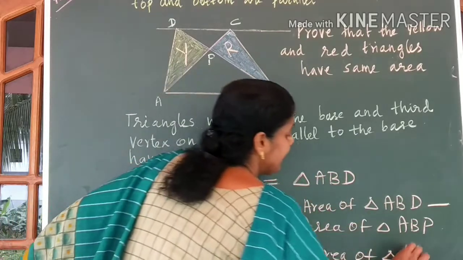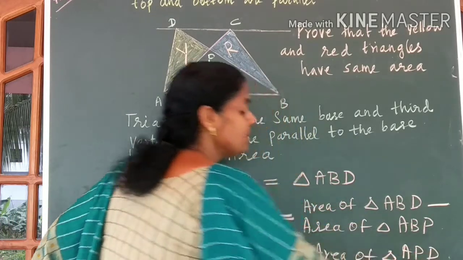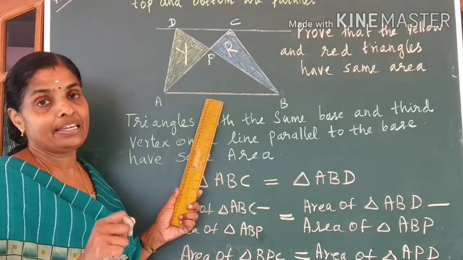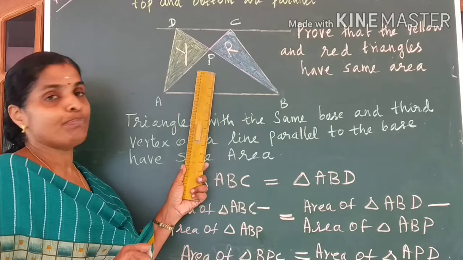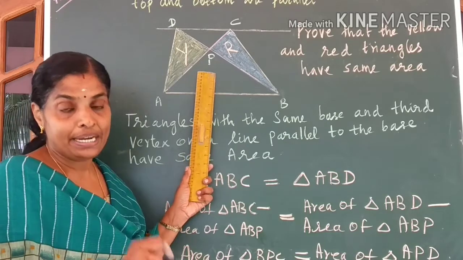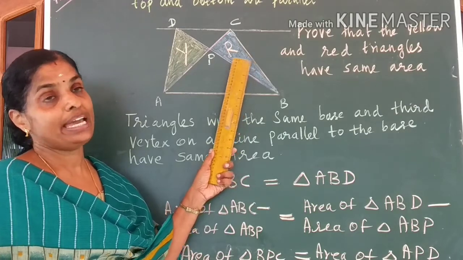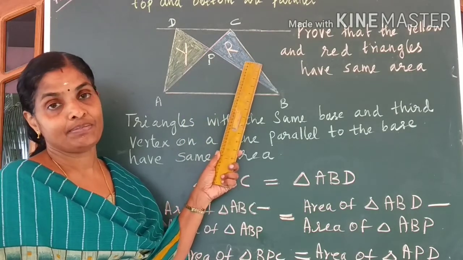You get APD. So a very simple question. The idea here is the common portion is subtracted from both triangles so that you get the proof very easily.